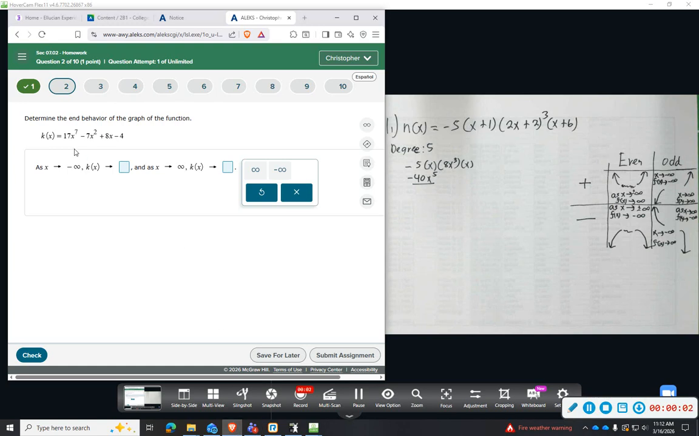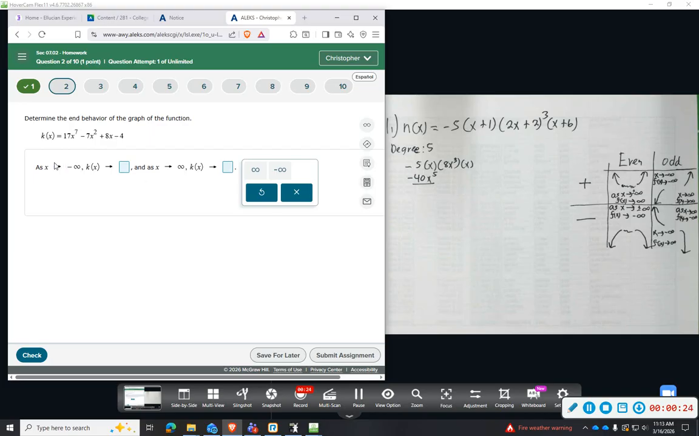All right, number 2, we just want to determine the end behavior of the graph. It's already in standard form. So my leading term is positive and it is odd. Okay, so I know that when it's positive and odd, I'm looking here. So up on the right, down on the left, the signs are going to match.